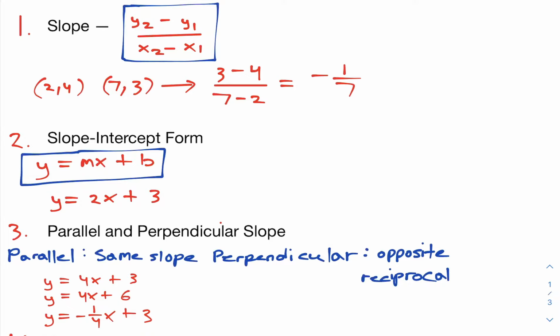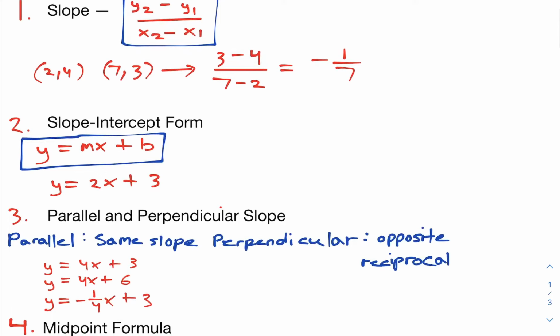The third formula is for parallel and perpendicular slopes. So while this isn't a specific formula, what you need to know is that if two lines have the same slope, then they are parallel, which means that they do not intersect. And if the two lines are perpendicular, then that means that they intersect at a right angle. And for two lines to be perpendicular, they will have to be opposite reciprocals, and I'll explain what that is below.